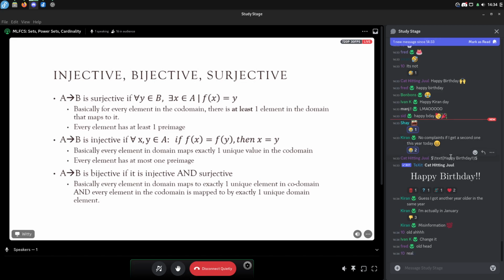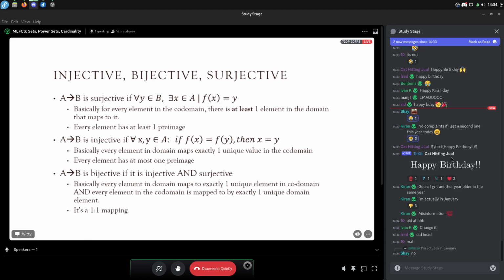Anyway, basically, every element in the domain maps to exactly one element in the codomain, and every element in the codomain is mapped to by exactly one unique domain element, aka it's a one-to-one mapping. All right, I'm going to move off injective, bijective, and surjective. Does anyone have any final questions or thoughts about injective, bijective, and surjective before we move on?